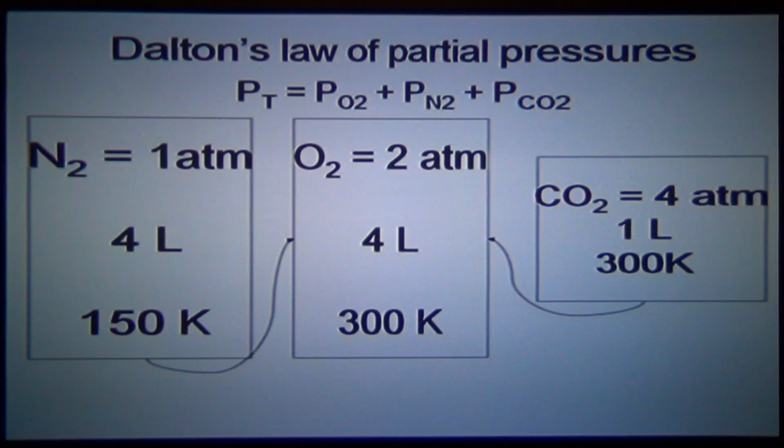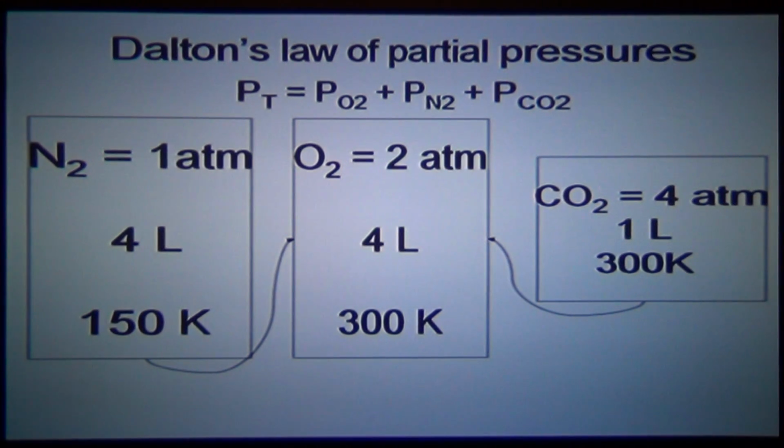In the middle container, or container 2, we have oxygen. Oxygen in its container, under the conditions stated, the 4 liters and the 300 Kelvin, is exerting 2 atmospheres. And then the third container, the one on the far right, that has carbon dioxide in it, that gas is exerting a pressure of 4 atmospheres in its container at a volume of 1 liter and 300 Kelvin.